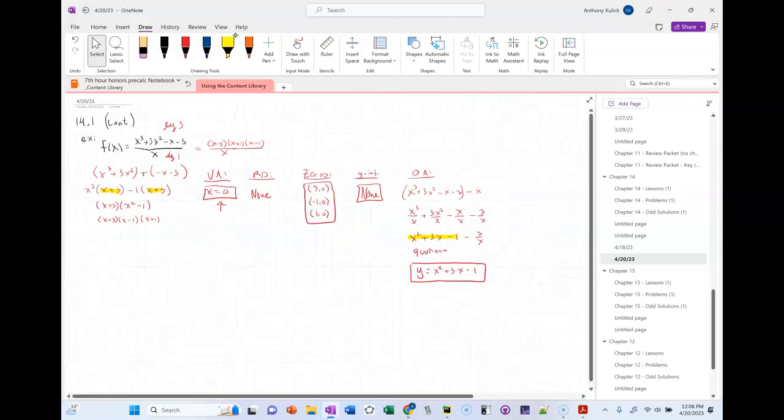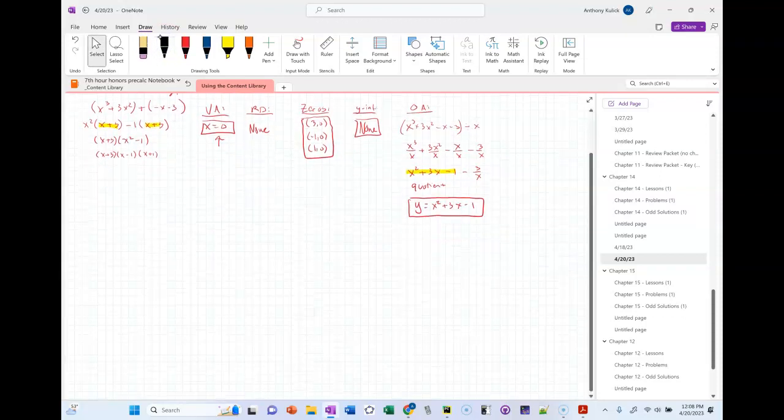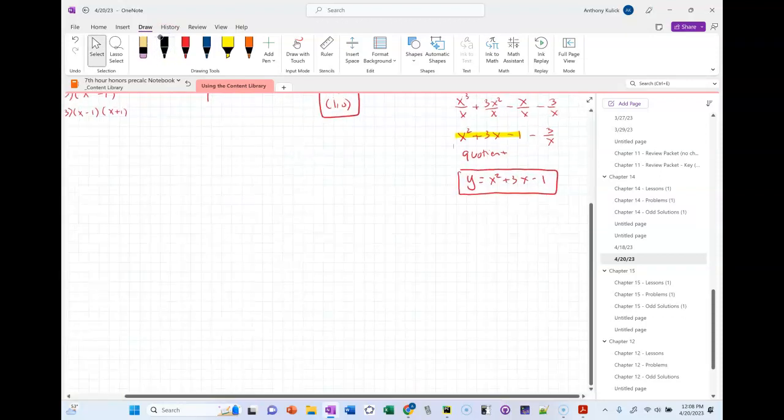All right, well, let's generate a graph now for this stuff because, well, that's kind of weird that I got a quadratic asymptote.